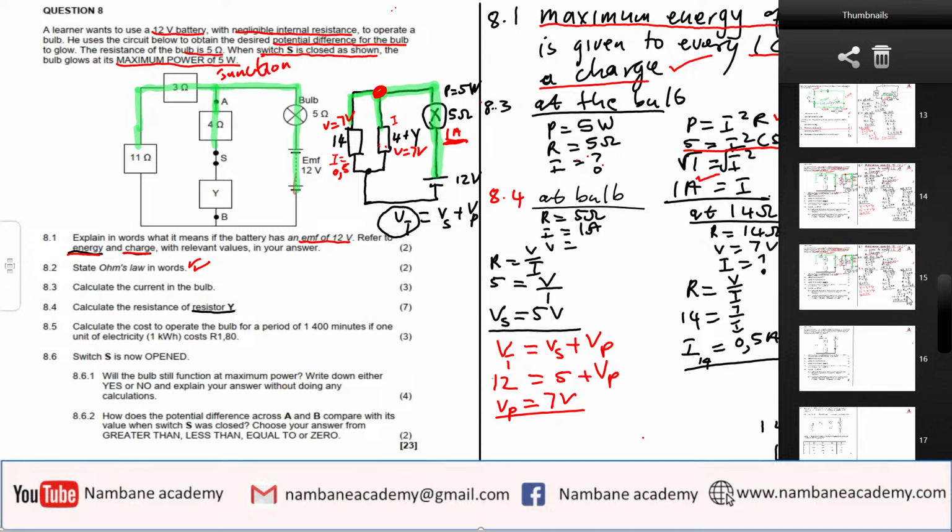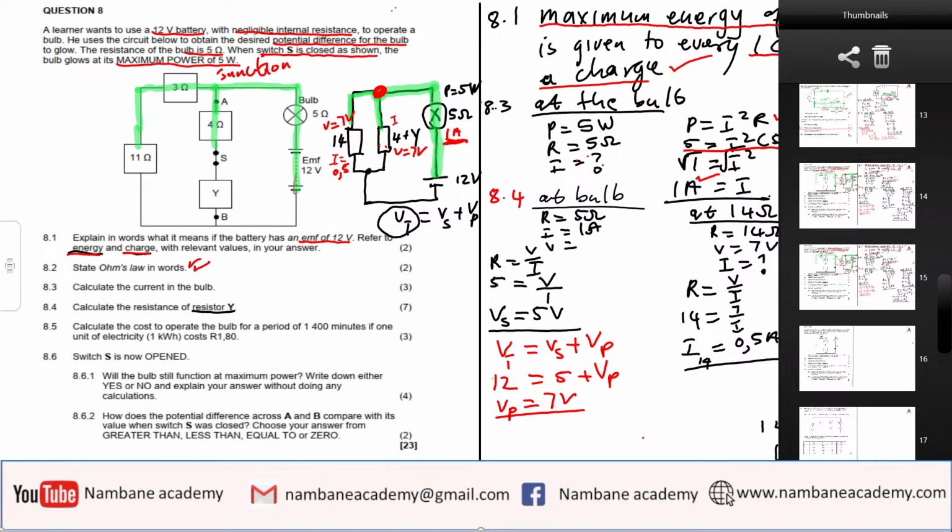I gave you a formula, and the formula says cost is equal to kilowatt hour multiplied by tariff. I said the formula will not be given in the formula sheet. You must know and memorize. That is very, very important. And that will assist you in terms of getting this particular 3 marks.